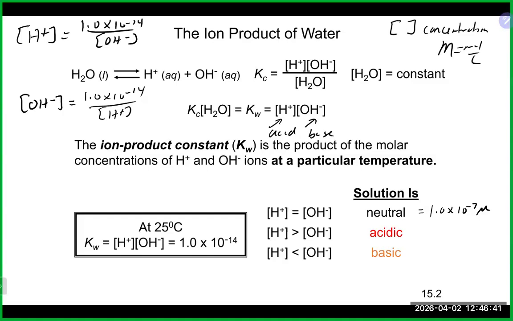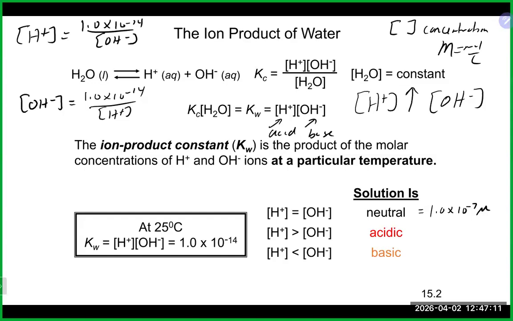If you compare the H plus concentration and it's larger than the OH minus concentration, that basically means you have more acid than base in that solution. It's going to be an acidic solution. And if the OH minus concentration is greater than the H plus concentration, then it's going to be a basic solution.